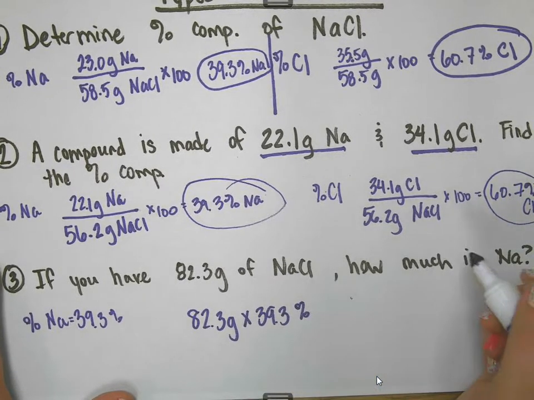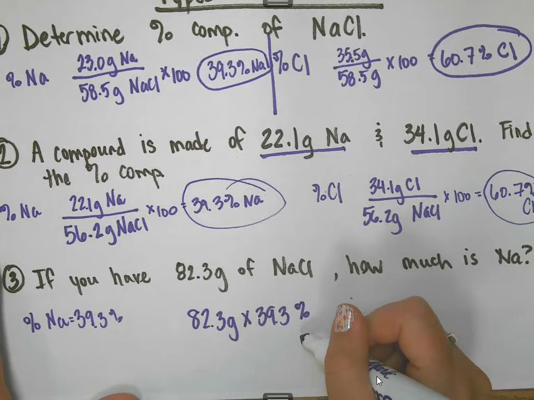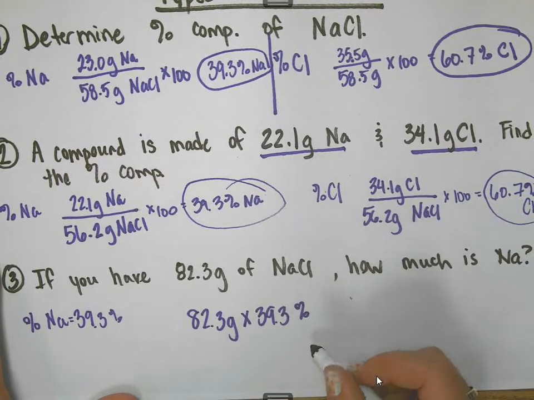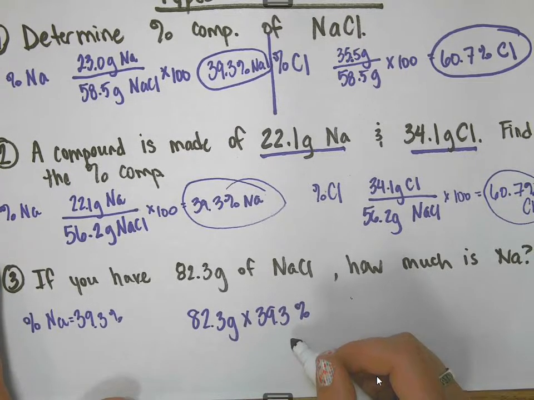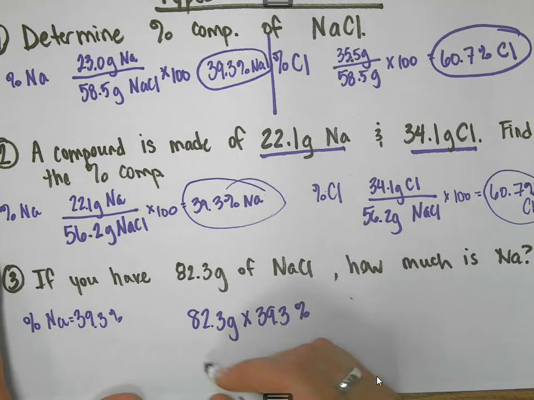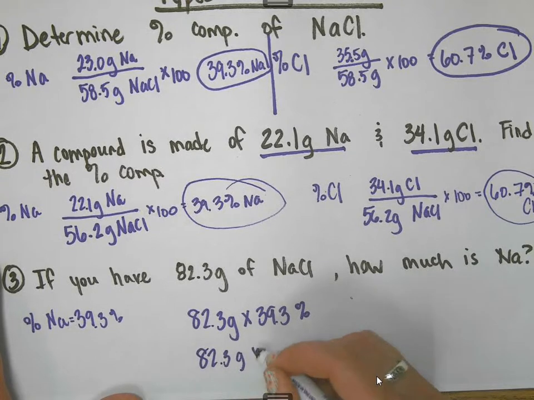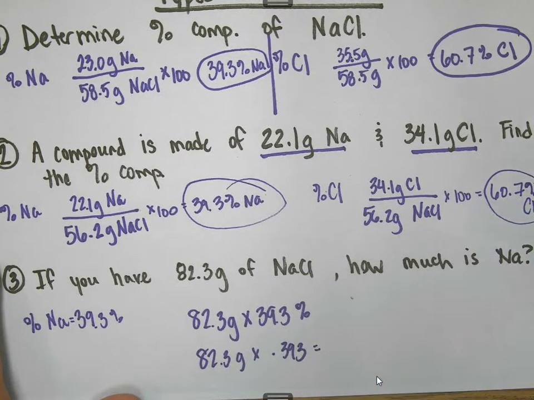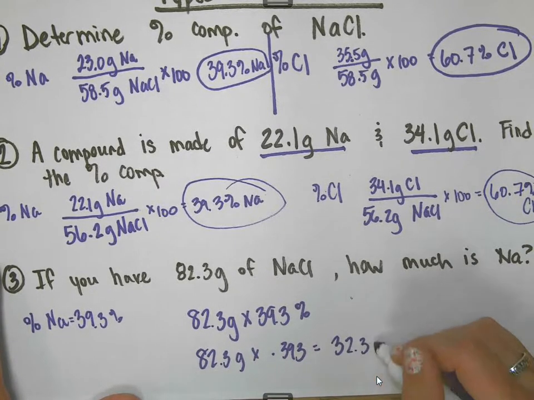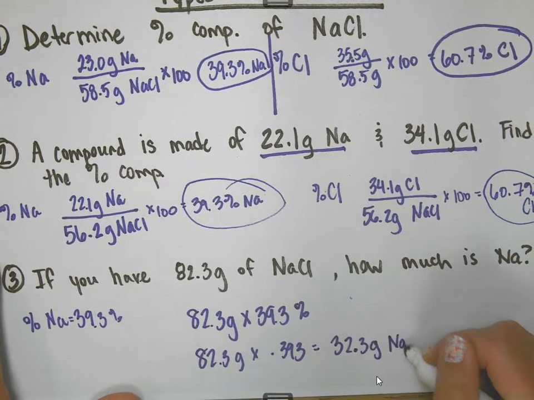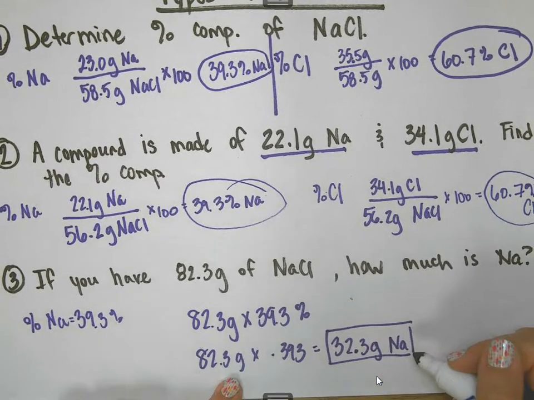So however much I have, in this case it's 82.3 grams, it'll be that times 39.3%. Biggest thing I find here that students make the mistake of is forgetting that when you multiply and find a percentage of something, I actually need to turn this back into a decimal number. I need to divide it by 100 first. So in order to do the math, 82.3 will actually end up being multiplied by 0.393. And if I do that, I get 32.3 grams of sodium out of the 82.3 total.